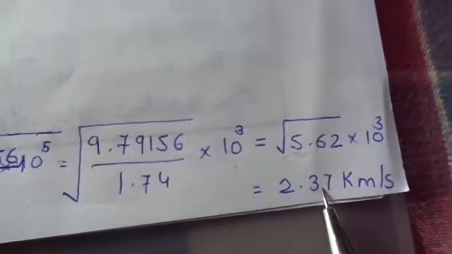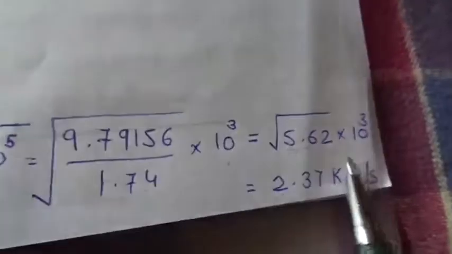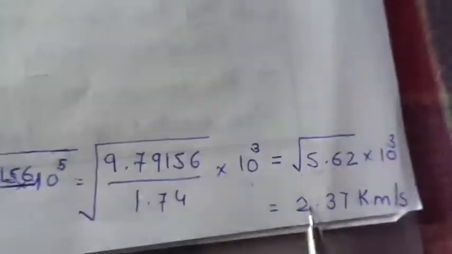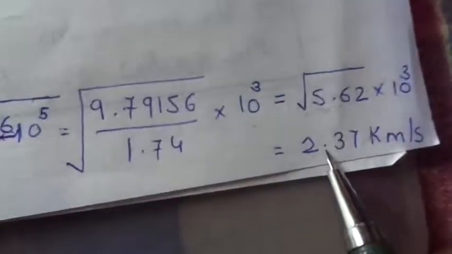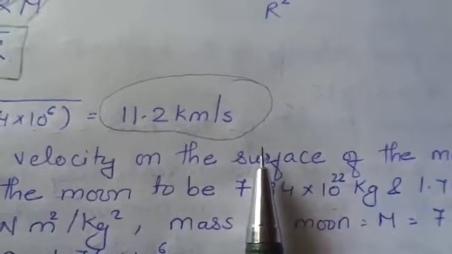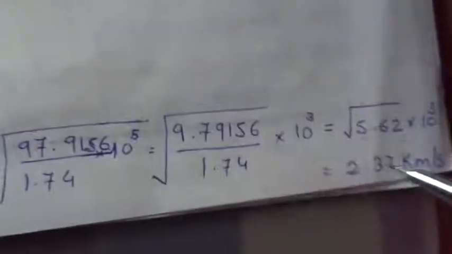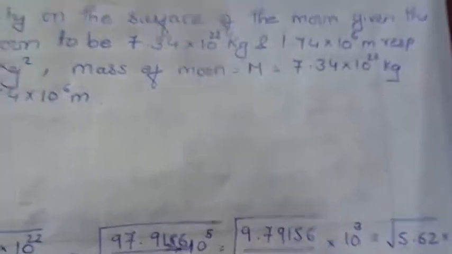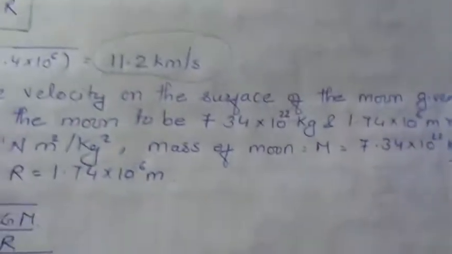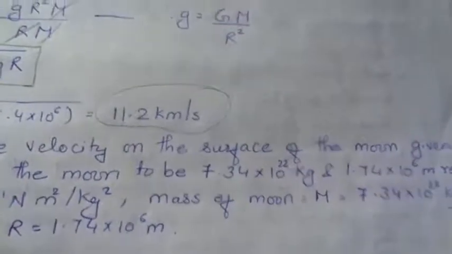It is 2.37 kilometer per second. This 10 to the power 3, you can write it down as kilo. So this is the escape velocity for the moon, which is 2.37 km per second, which is very much less than that of the earth. For the earth, it is 11.2 km per second. Because the moon does not have that much stronger gravitational force to pull it in its downward direction. So you can think one more thing about why, in space, you feel weightlessness.